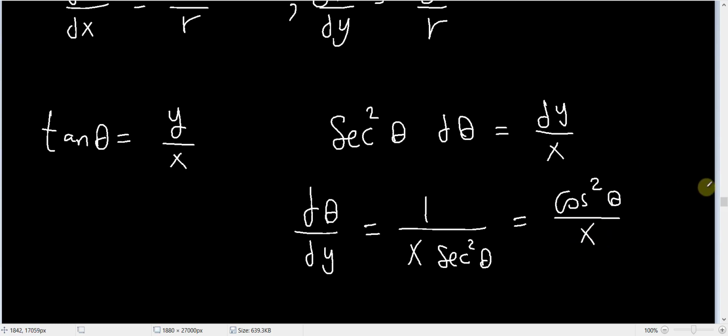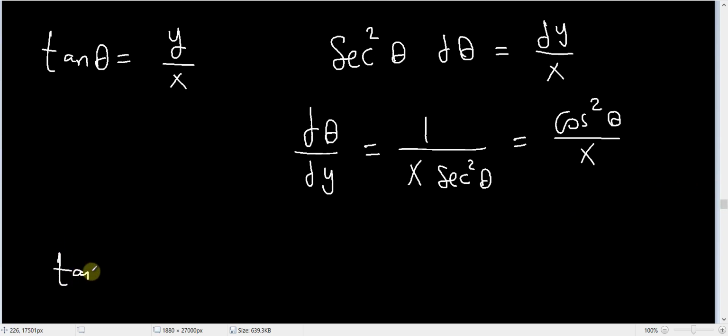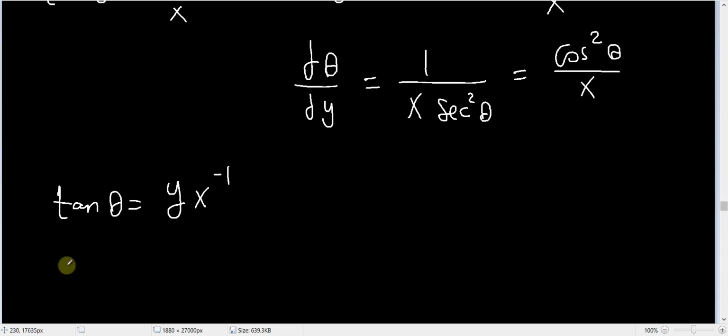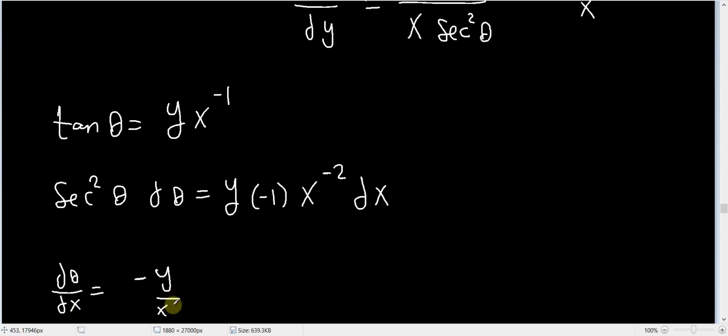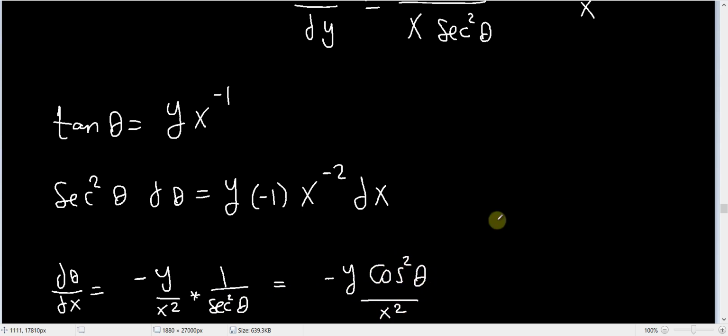Now let's get d theta by dx. So here I have tan theta is equal to y multiplied by x to the power of minus 1. So now I can say that sec squared theta d theta is equal to y multiplied by negative 1 multiplied by x to the power of negative 2 multiplied by dx. So now d theta by dx is really equal to negative y over x squared multiplied by 1 over sec squared theta, but this is equal to negative y cosine squared theta over x squared. So this is d theta by dx.